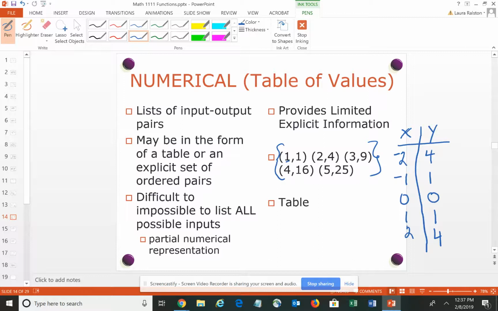But the challenge with the numerical representation is that all I know is the value for -2, -1, 0, 1, or 2, or in the list of ordered pairs, I would know the value for 1, 2, 3, 4, 5. So you're limited on the information that you get, and it's explicit. What I mean by explicit is that there's really no calculations involved because you're given the ordered pairs or the table, so basically what you see is what you get, or what you see is what you know. You don't know anything else. And so it's virtually impossible to list all the possibilities because our number system is infinite. So the table is a good one if you're trying just to look at certain or specific values. Otherwise, you may want to use a different representation.